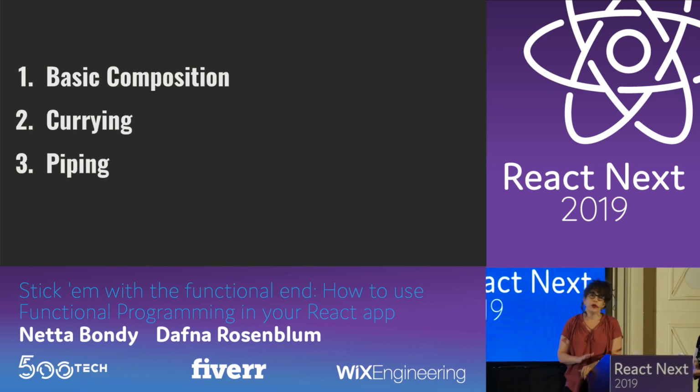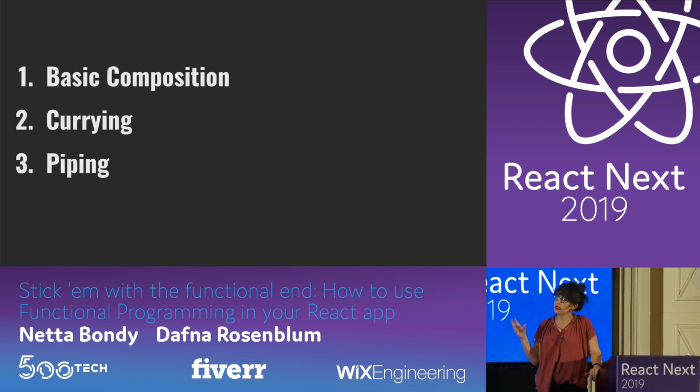So we've looked at 3 ways to compose functions and maintain compositionality. That's basic composition, currying, and piping. And these 3 ways are, I think, really easy to implement in any JavaScript app, and they will help you maintain compositionality and get those benefits of easy to reason about, easy to debug code.